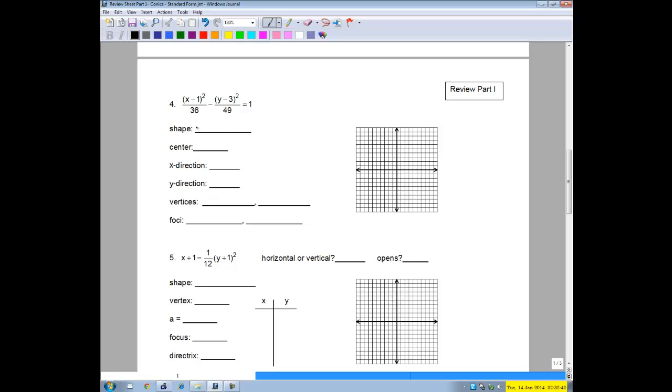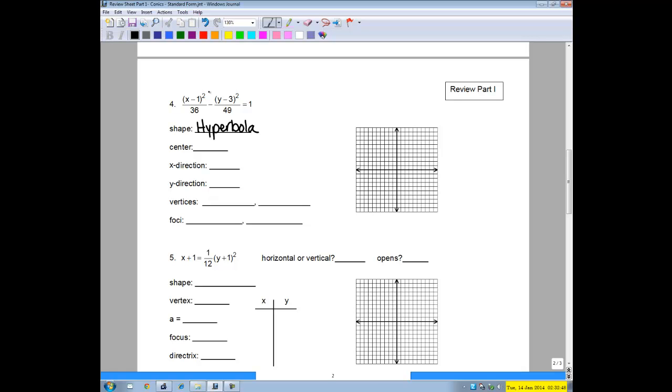Okay, this one is a hyperbola because of the minus right here. That's how you know it's a hyperbola. Plus, it has 2 vertices, so that's how you also know it's a hyperbola.